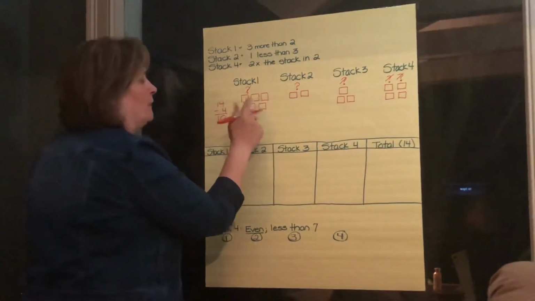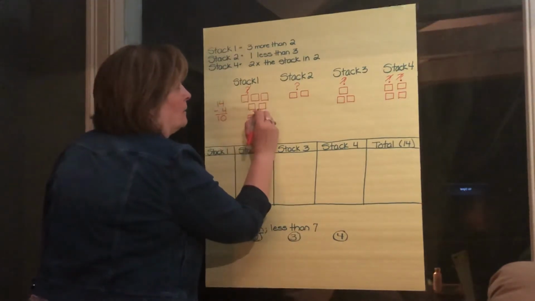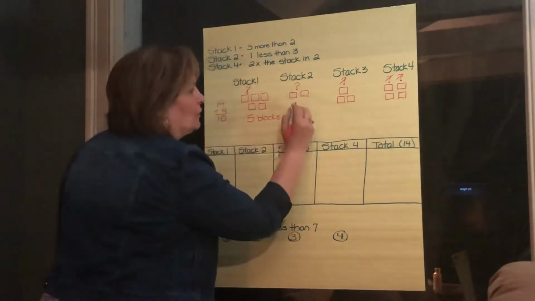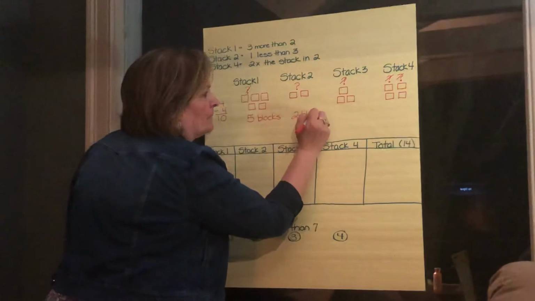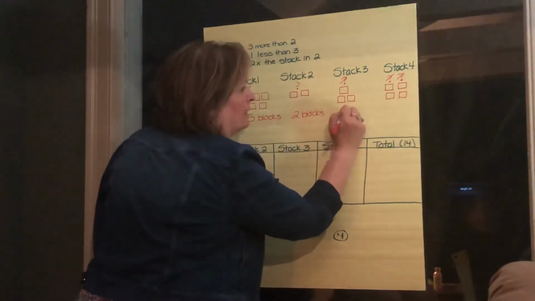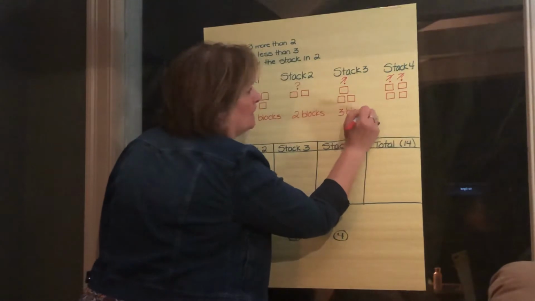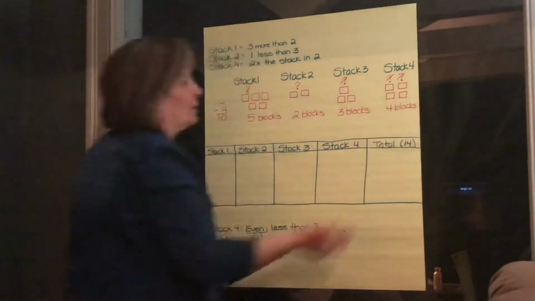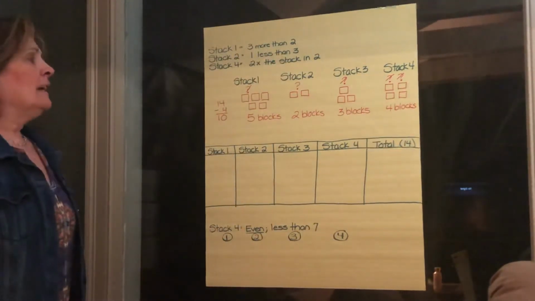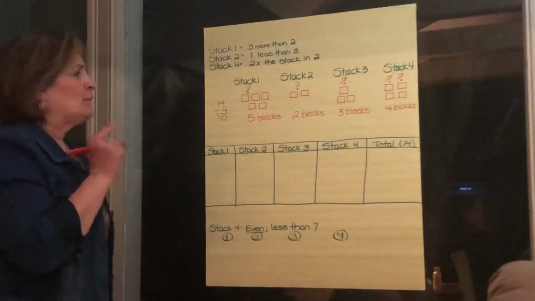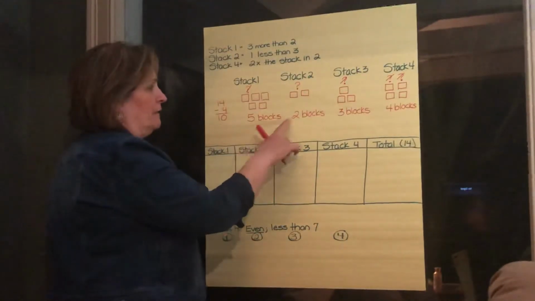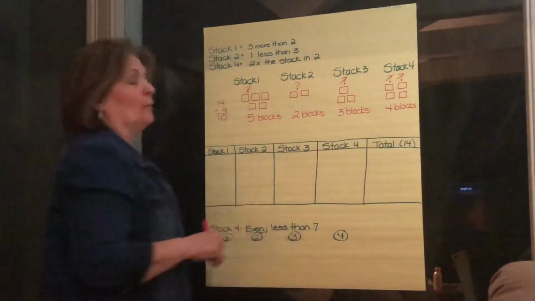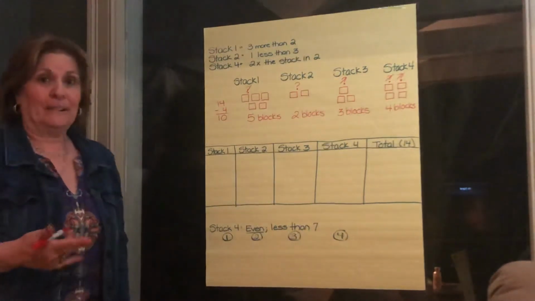1, 2, 3, 4, 5. 5 blocks. 1, 2 blocks. 3 blocks, or cubes, and 4 blocks. Again, or cubes. Either one of those is acceptable. I wanted to go back and check my work because it also meant that there had to be 14. So 5 plus 2 is 7, plus 3 more is 10, plus 4 more is 14. So that's the correct answer. That's how I did it.